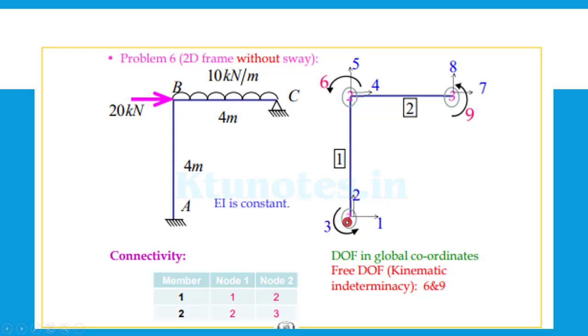And now we are focusing on the global coordinates, which will be 1, 2, 3, 4, 5, 6 and 7, 8, 9 at nodes 1, 2 and 3 respectively. There are two elements, one is a column element and one is a beam element. And the connectivity is written here: member 1 connects nodes 1 and 2, member 2 connects nodes 2 and 3. Regarding the kinematic indeterminacy, there is no rotation, vertical or horizontal movement at A, and there is no vertical or horizontal movement at C, only rotation is there for C, so that is 1 degree of freedom here. Then B also can have rotation, so the 6th one rotation and the 9th one rotation will be the degrees of freedom.